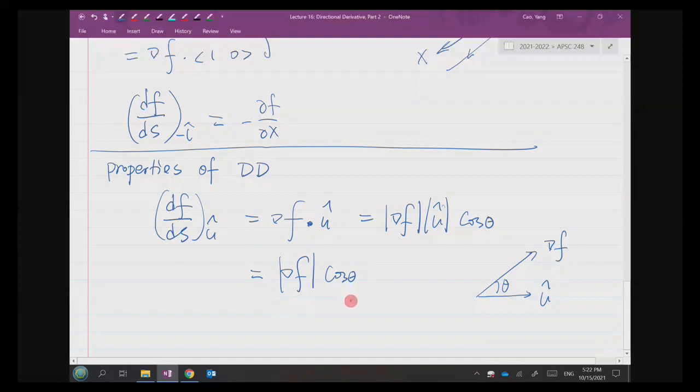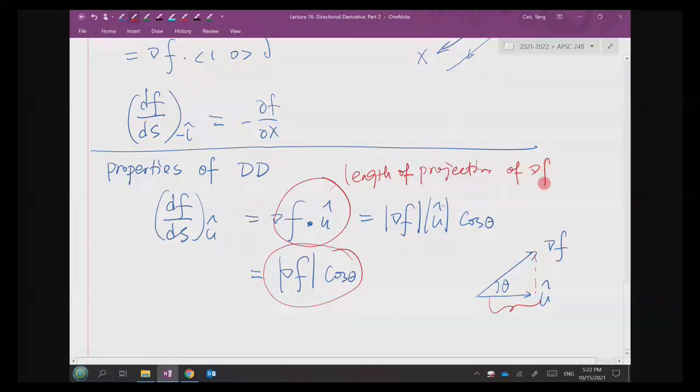And before I proceed, maybe I just want to relate to one of the things that we stated in the first lecture of this term. When you have a vector dotted with a unit vector, what does that give you? Length of projection, exactly, right? So when you have a vector dot the unit vector, you get the length of the projection, which is this one here. Okay, so this is basically the length of projection of del f in the u hat direction.